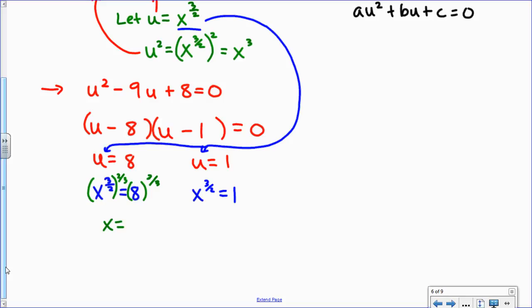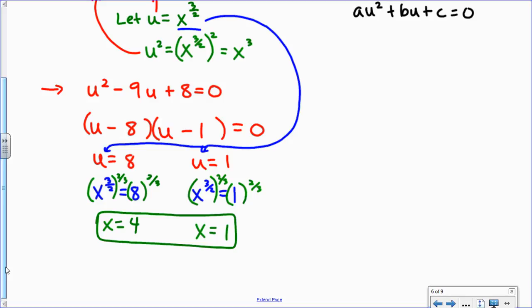So 8 to the 2/3: cube root of 8 is 2, 2 squared is 4. Same thing here, 2/3. Cube root of 1 is 1, 1 squared is 1. We did an odd root, so we shouldn't have any extraneous solutions. You still can check to make sure your answers are correct by plugging them back in, but they'll both work.